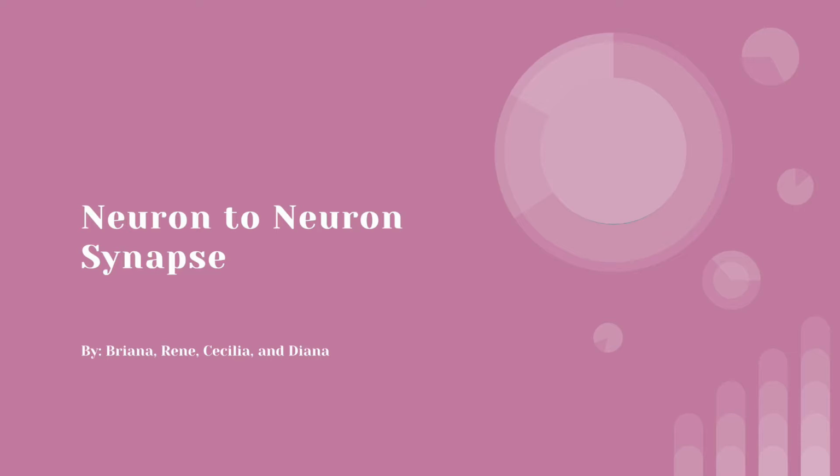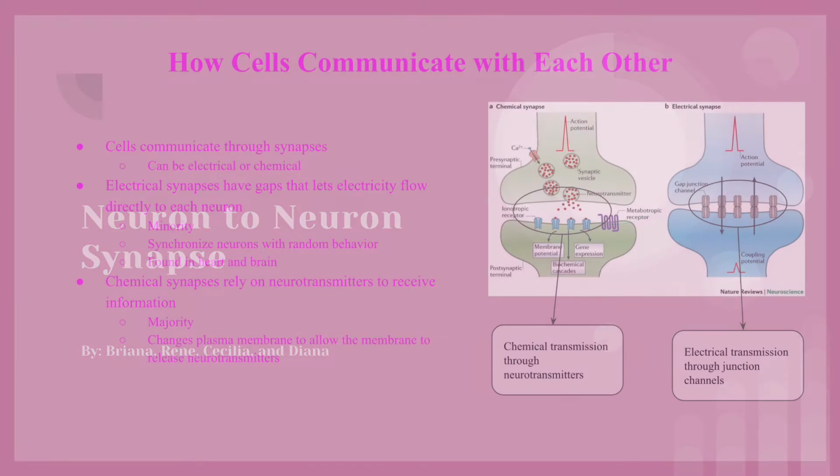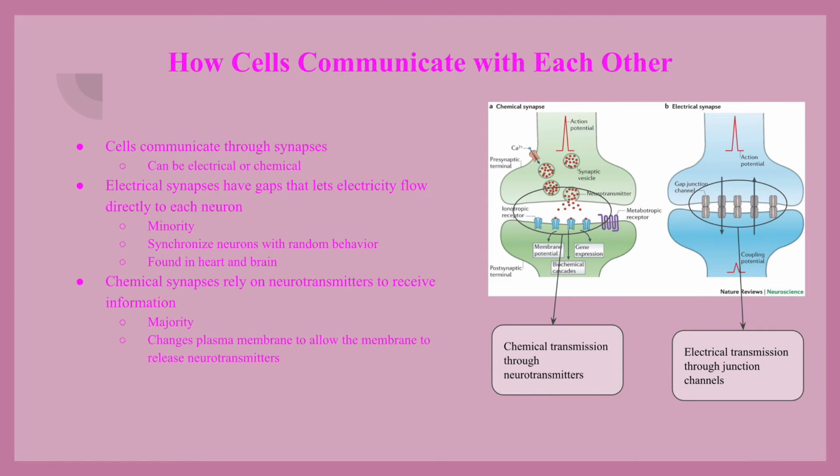Everyone. Today we will be discussing neurons and neuron synapses. How do cells communicate with each other? Cells communicate with each other through synapses. They use two different types of synapses, electrical synapses and chemical synapses.